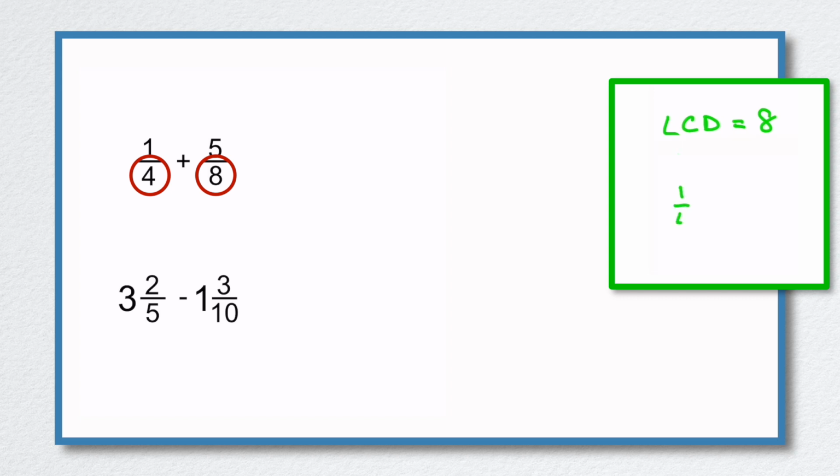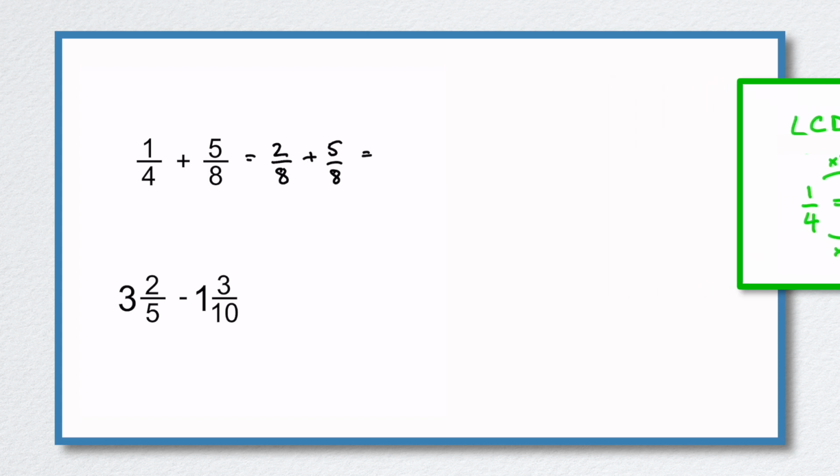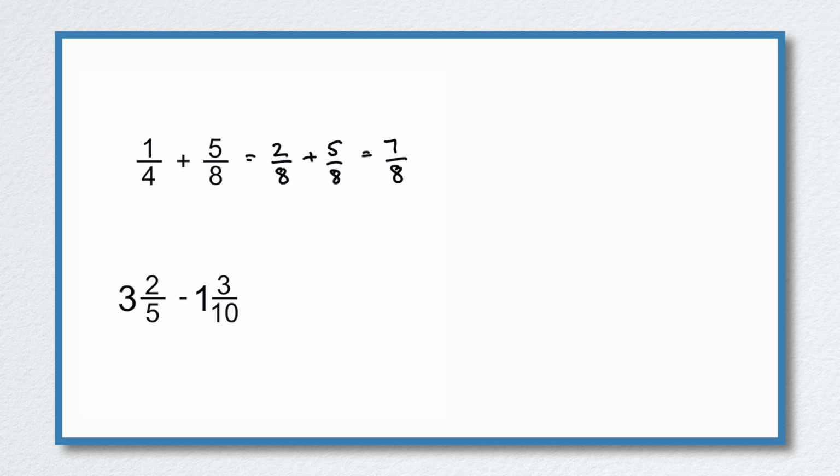So all we have to do is to turn our quarter into 8s. Well, 1/4 is equal to something over 8. Well, 4 multiplied by 2 is equal to 8. If I multiply the denominator by 2, I multiply the numerator by 2. So 1/4 is equal to 2/8. So we now write the question as 2/8 add 5/8, which is equal to 7/8. And that's our answer. 7/8 can't be simplified any further.